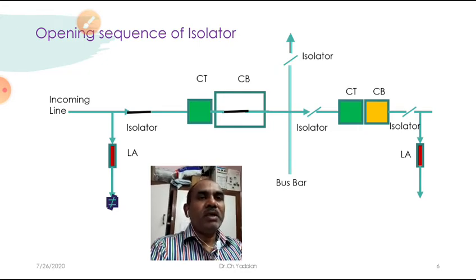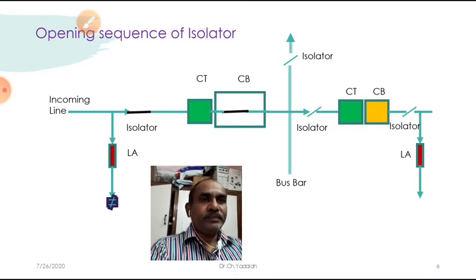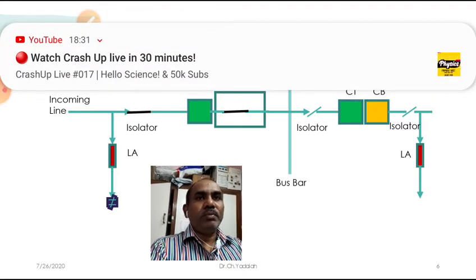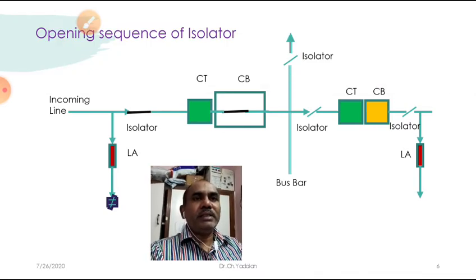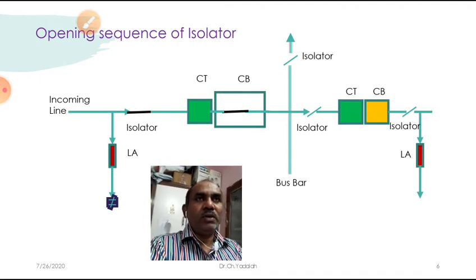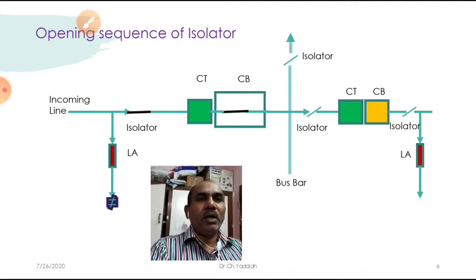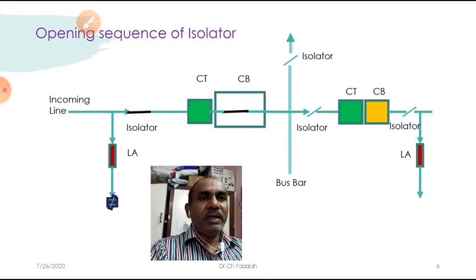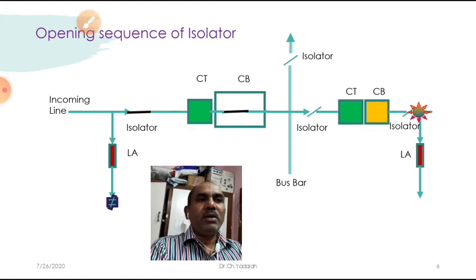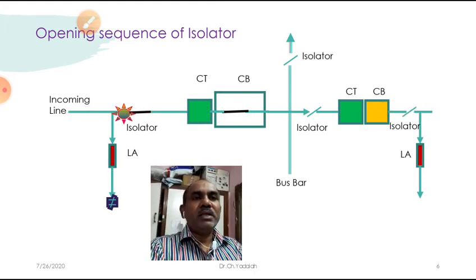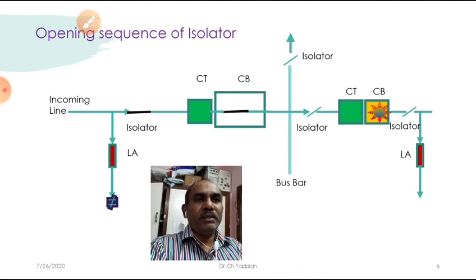Otherwise, a large amount of spark may appear, and that melts the contacts as well as causing total damage to the substation. So, before operating it, we have to ensure that the circuit breaker is in open condition. So, for the opening sequence of the isolator, we have to ensure that now under this condition, the circuit breaker is in closed condition. That means the current is flowing, the current is on the line. That means the isolator may not be operated at this condition.